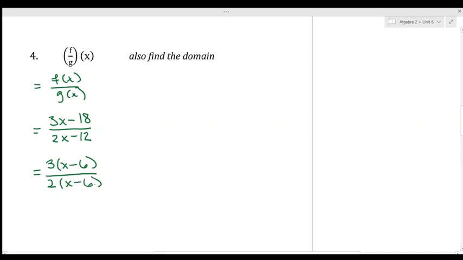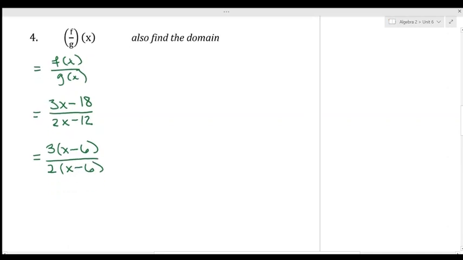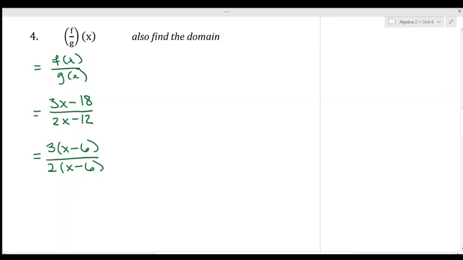A negative 6. Okay, now we need to check, is there something on the top that we also have on the bottom? There is. We have an x minus 6 and an x minus 6 on both the top and on the bottom. So if we have that on the top and on the bottom, they cancel out. So what we're left with is 3 halves. And that's our final answer.